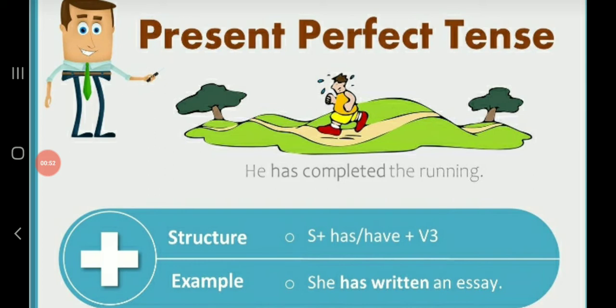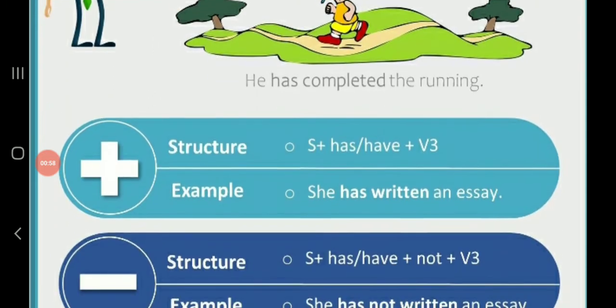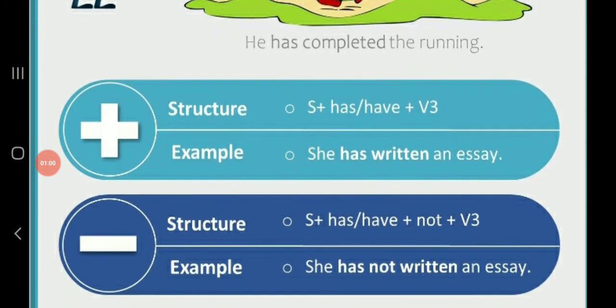So the example has been given also here. You can see he has completed the running. It means has is there and verb third form structure. First of all, we will talk about affirmatives. In affirmative, subject plus has or have plus verb third form plus object remains.